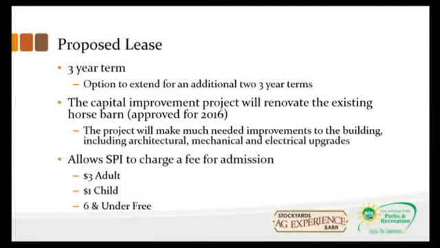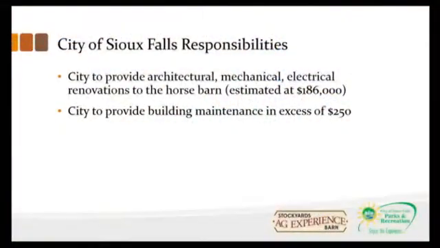One of the provisions within the lease as proposed is we are proposing that we would allow them to charge $3 for adults, $1 for children, and anybody 6 and under would be free to use the facility. Some of our responsibilities, our primary responsibility is to make those building upgrades in the 5-year capital plan. And then a typical criteria that we have in most of our agreements is that anything that would happen to the building that's in excess of $250 would be the city responsibility. But if there's a toilet that needs to be replaced for something less than that, then that's their responsibility.